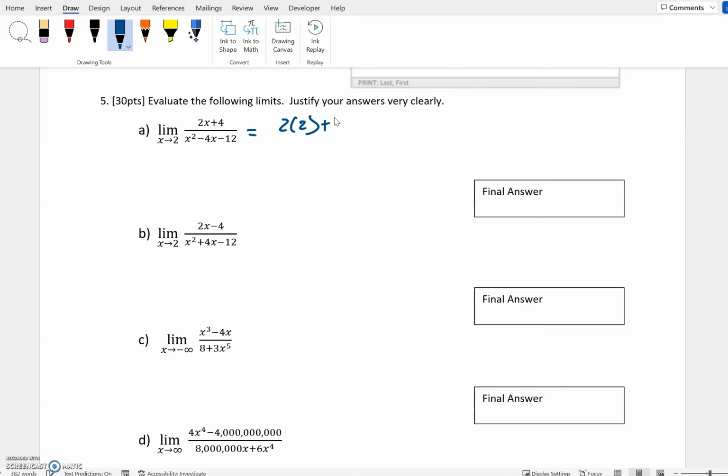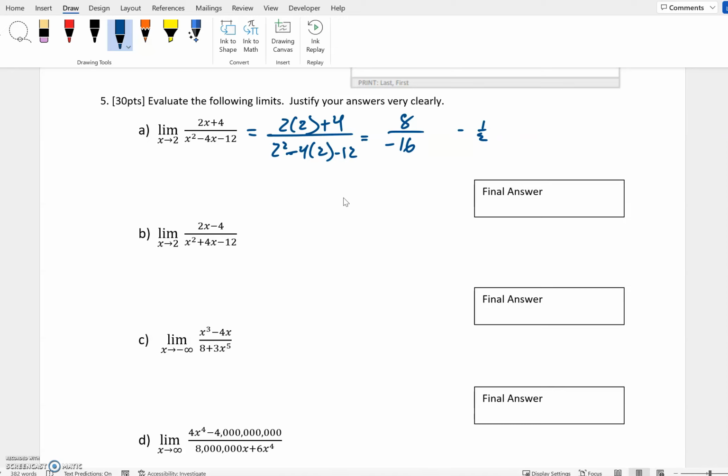2 times 2 plus 4, that's fine. 2 squared minus 4 times 2 minus 12. This is fine as well. So we get 8 on top. And on the bottom we get 4 minus 8. So negative 4 minus 12. So this is negative 16. If you want to call this negative 1/2, that's fine.